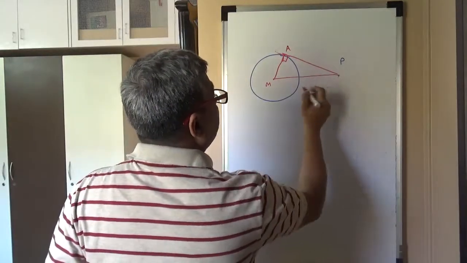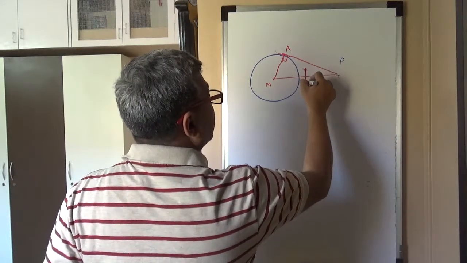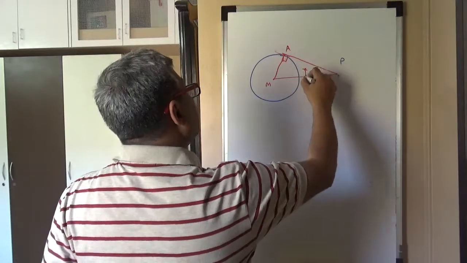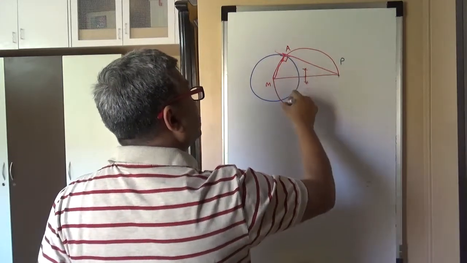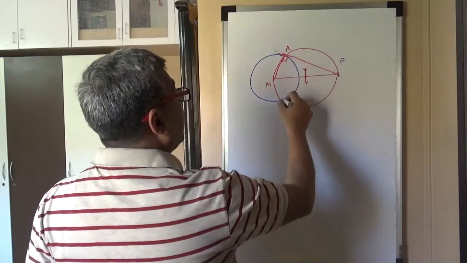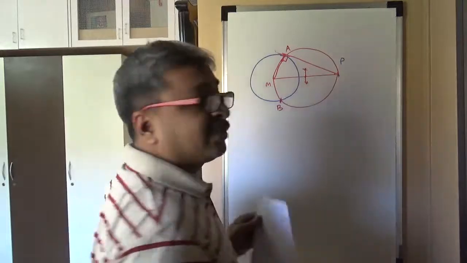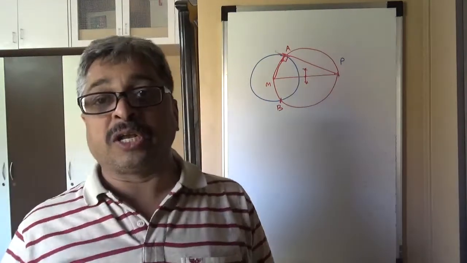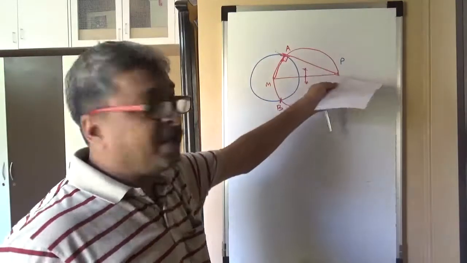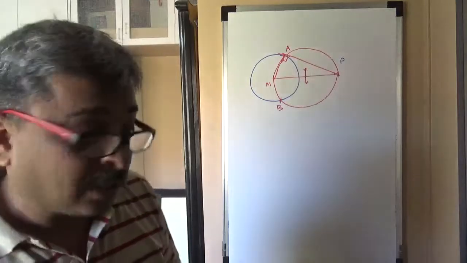Basically join MP, draw the perpendicular bisector, join it, so you get the midpoint. Using this midpoint you draw a semicircle, or if you want both the tangents you draw a complete circle. Wherever that circle intersects the given circle, these are the points where the tangent is going to be tangent to the circle. So point A, P, join PA, you get one tangent, join PB, you get another tangent.